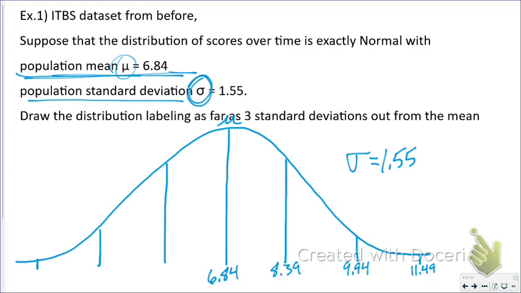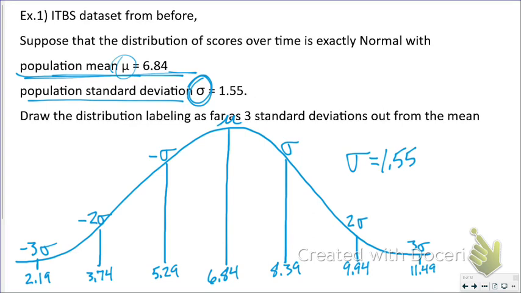I need to now subtract. So 6.84 minus 1.55 gives me 5.29. Then 3.74 and 2.19. I like to label it above the line with how many standard deviations we're referring to. So there is our sketch of the distribution of test scores.